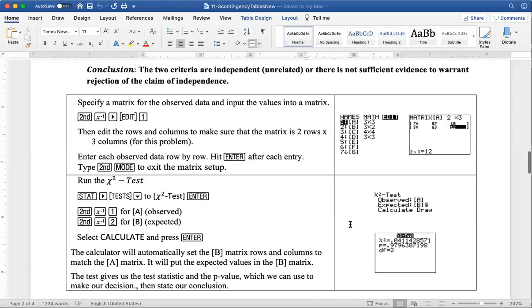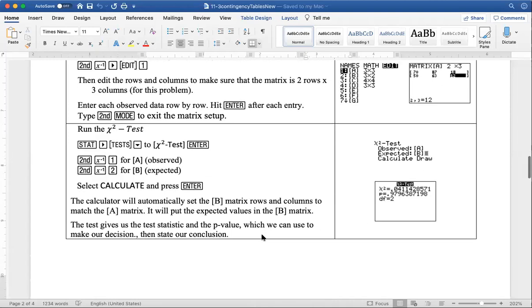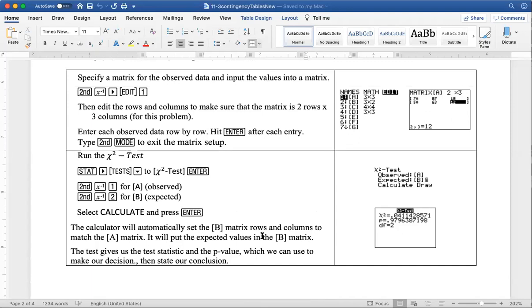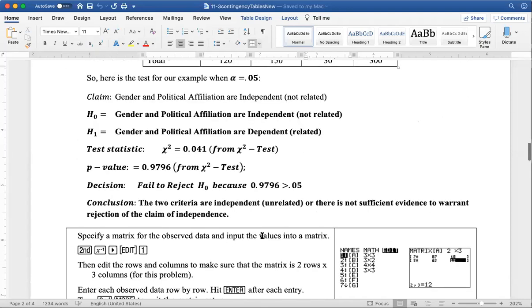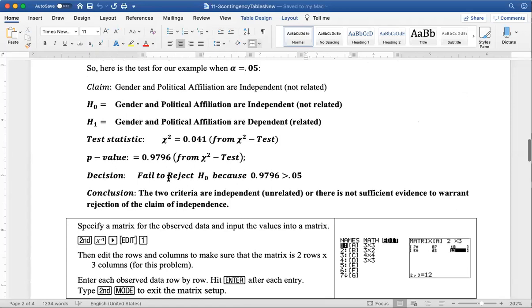And I believe it is exactly what we thought. And so we would compare the p-value to alpha and determine that we're going to fail to reject because the p-value is bigger than alpha. And so we can't reject H0. So basically we're saying that the 2 criteria or categories are independent.